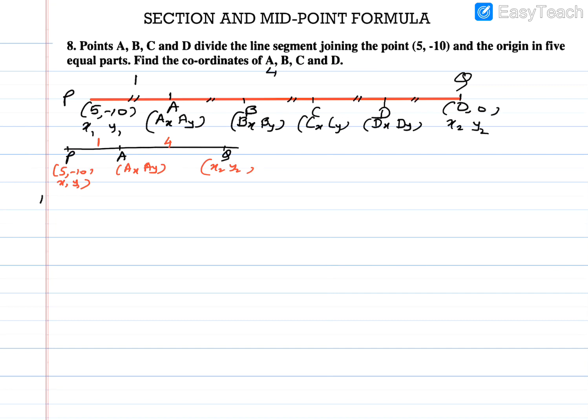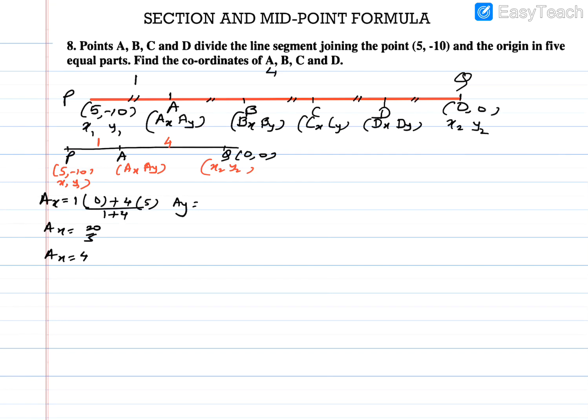To find the value of AX and AY, for X we know the section formula as m into x2 plus n into x1 upon m plus n. What is Q given to be? (0, 0). So m into x2, that is 1 into 0, plus n which is 4 into x1, that is 5, upon m plus n, that is 1 plus 4. On solving you will get x as 20 upon 5. So AX is 4.